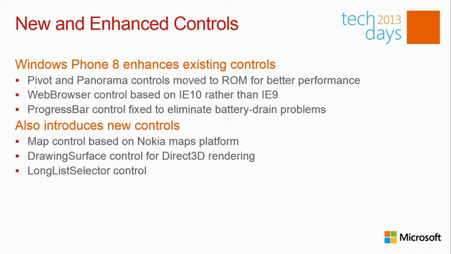Well, you'll be glad to know that all those controls that you've worked with in the past are still there, and some interesting things have happened to them as well. For example, the pivot control and the panorama control are used so much in Windows Phone apps, they've moved them out of the runtime and into ROM so that they will execute as fast as they possibly can. The web browser control in Windows Phone 8, instead of being based on IE9 like the one in Windows Phone 7, is now based on IE10. Among other things, that means if you're using HTML5 to build cross-platform mobile apps, you have a much richer HTML5 feature set to work with in Windows Phone 8 than you do in Windows Phone 7.